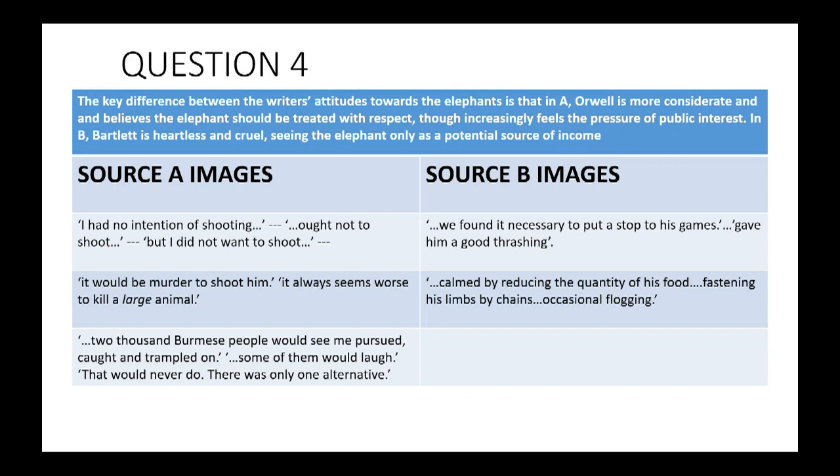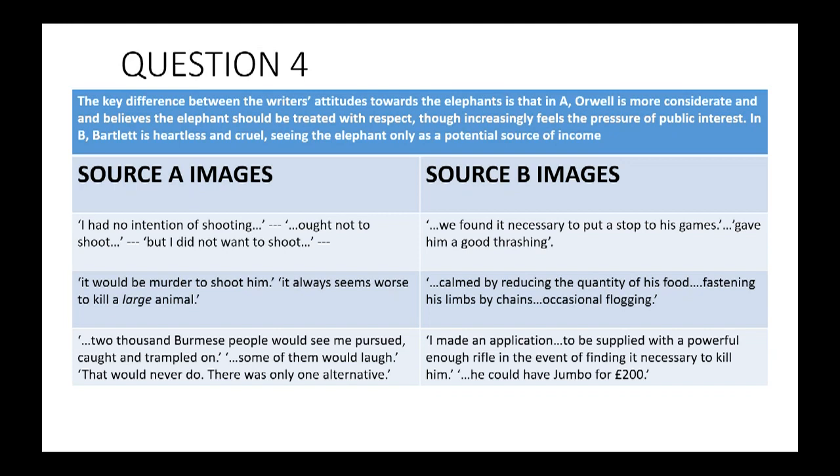We've got "calmed by reducing the quantity of his food, fastening his limbs by chains, occasional flogging," the language of cruelty, three different ideas. So this is also a tricolon, and perhaps becoming more and more cruel with each item in the list. So you could think about that. And then finally, the idea of a rifle recurs here. Fortunately, he doesn't have to shoot the elephant because somebody comes and buys it. Capitalism. "I made an application... necessary to kill him, could have Jumbo for £200." This is a man motivated by income at the end of the day rather than anything else.